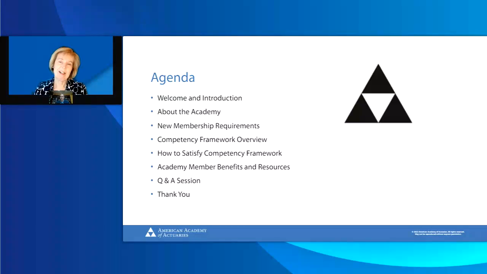So let's get started. Here's a quick rundown of what we'll cover today. We'll start by telling a little bit about the Academy, then we'll describe the new membership requirements and give an overview of the competency framework. And we'll close by addressing some of your questions.